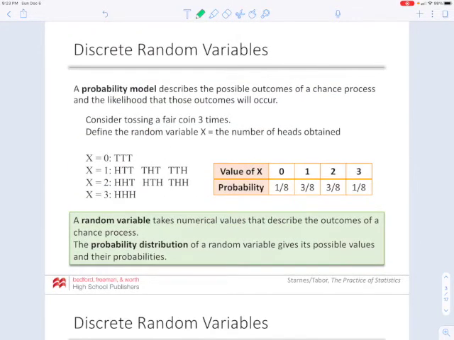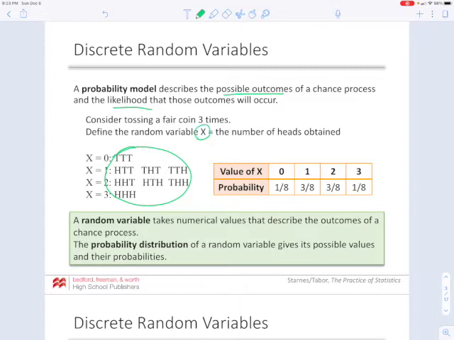So remember that a probability model is one that lists out all the possible outcomes along with the likelihood, the probability of that outcome. So for instance, if you are tossing a coin 3 times, here we have our sample space, right? All 3 times it's tails, heads, tails, tails, tails, heads, tails, so on and so forth. Well, what we do is we're going to introduce this random variable. We're going to call it x.